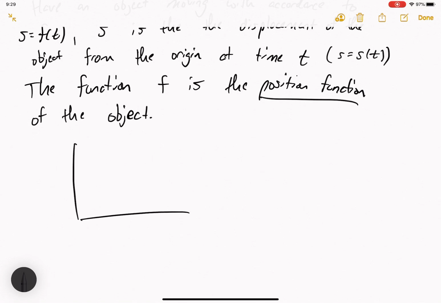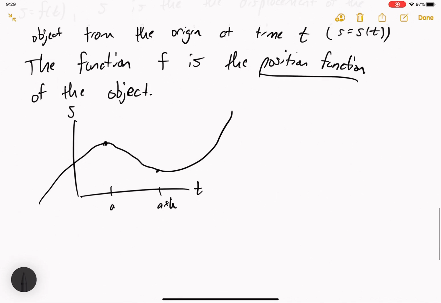So again, kind of what the graph could look like is here: if this is s, and this is t, call this point A, call this point A plus h. And then let's do this pointer here and this pointer here. And this curve right here will be f of t, or really s.